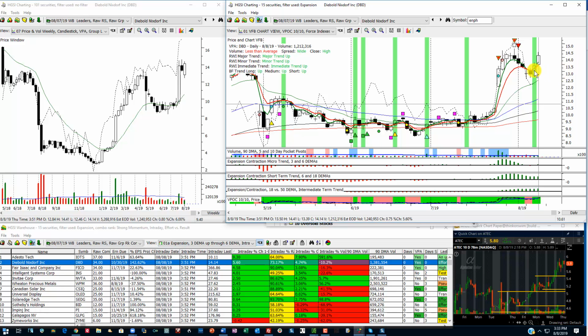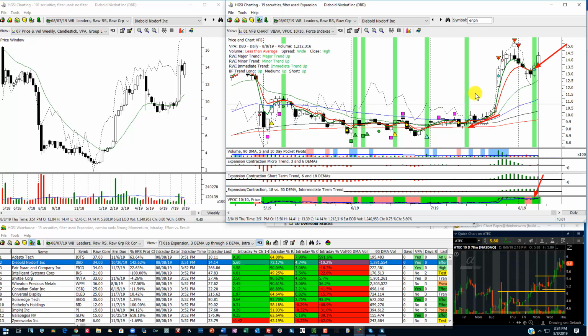And you can see that the 3 went up through the 6. We also had an effort to rise yesterday, and it looks like the VPOC crossed over yesterday also. VPOC, no, this is 3 up through the 6 now. I got a little confused there.